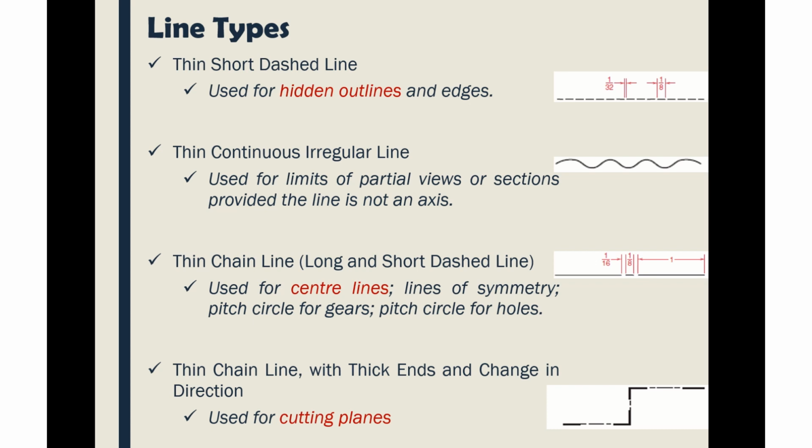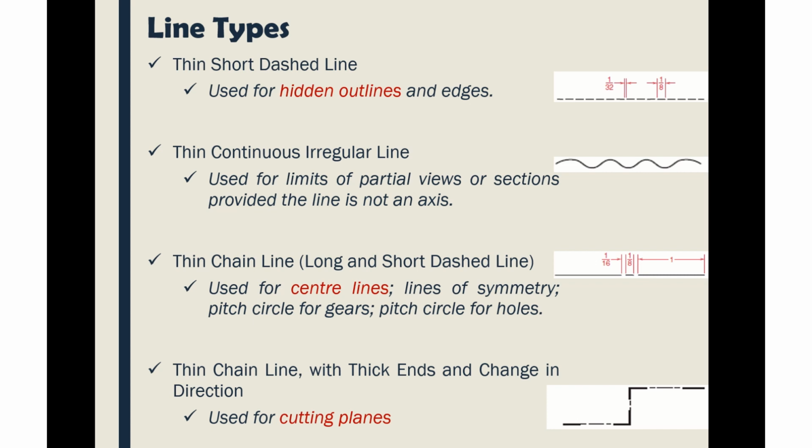Also, we have the thin continuous irregular line. The thin continuous irregular lines are used for limits of partial views or sections, provided the line is not an axis. Okay, there are places you see the thin continuous irregular line, but it's not actually very common in most drawings.